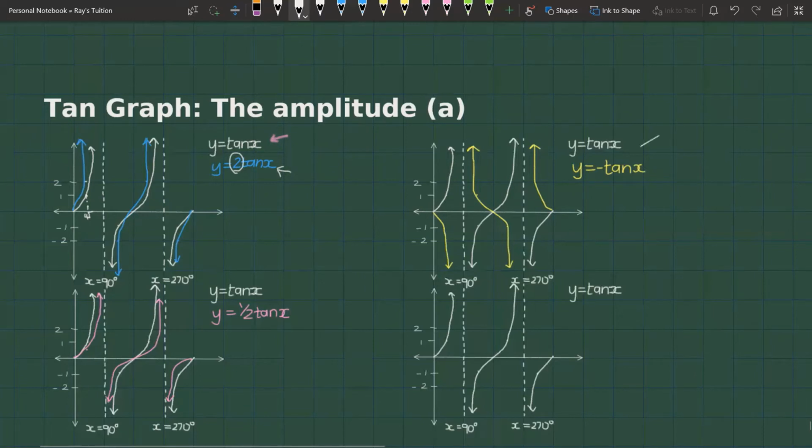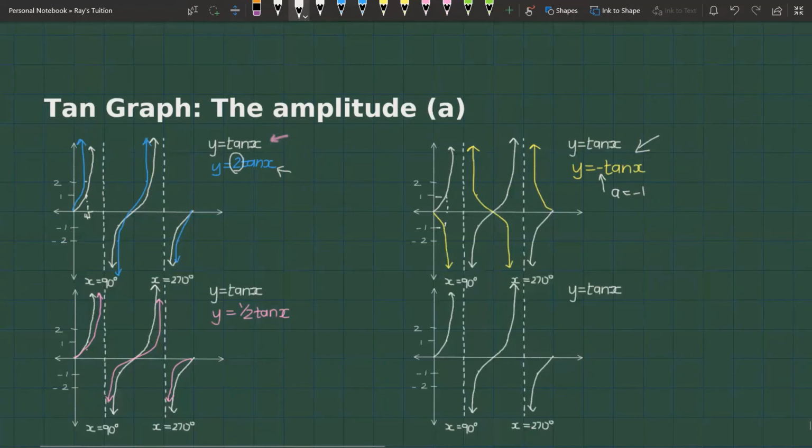The second case that we have over here is y is equal to tan x being compared to y is equal to minus tan x. In this case, our A value is -1. If we have a look at the white graph and compare the yellow graph, you'll see that this is the reflection about the x-axis. You'll see that at 45, it used to be 1 for the original graph, and for the shifted graph, now it is -1.